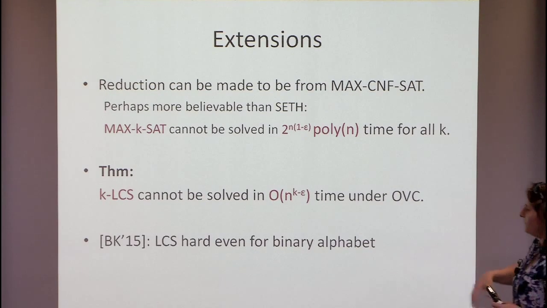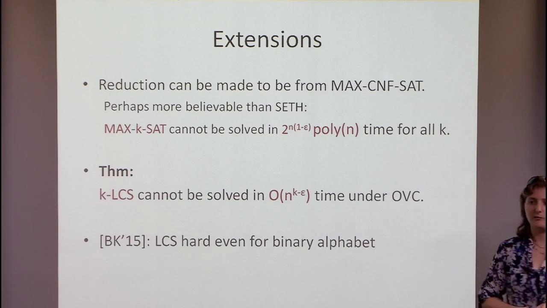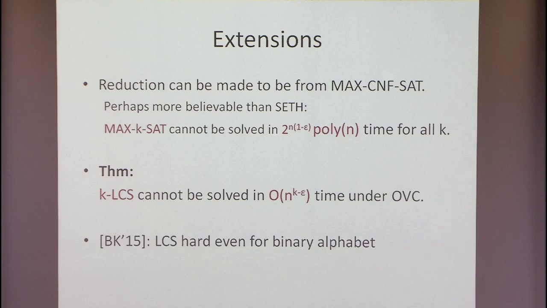Bringman and Kinnaman showed that our alphabet size was 7. They showed you can bring it down to 2. We thought we could do it too, but it required more work, so we didn't work on it that hard.